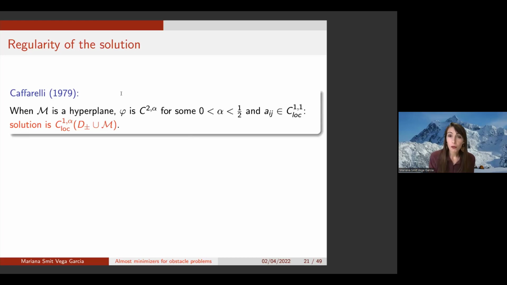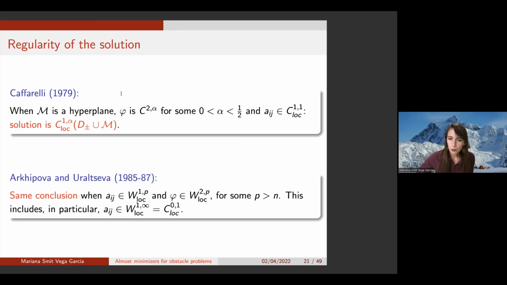So in terms of the regularity of minimizers, there is a work by Caffarelli from 1979 that proved that if your manifold is a hyperplane, the obstacle is C^{2,α} for some α between 0 and 1/2, and the coefficients of your matrix are C^{1,1}, then your minimizer has to be C^{1,α} on the upper part of your domain until you hit the manifold, and on the lower part until you hit the manifold, not across, because actually it is not C^{1,α} across. Then Arkhipova and Uraltseva had a couple of papers between 85 and 87 in which they obtained the same C^{1,α} conclusion, assuming the coefficients of the matrix are in W^{1,p} and the obstacle is in W^{2,p} for some p greater than n. In particular, this includes the case in which the coefficients of the matrix are locally Lipschitz, which is the one that I'm talking about at this moment.